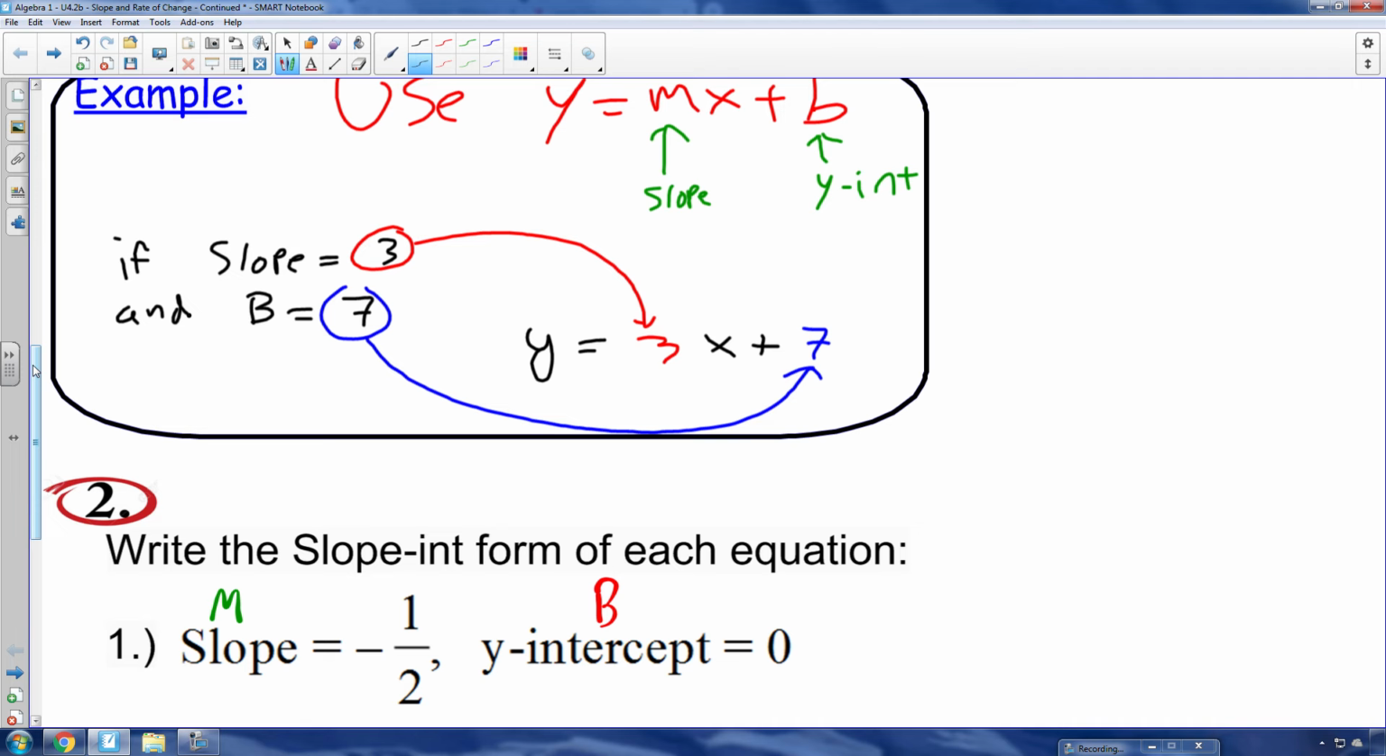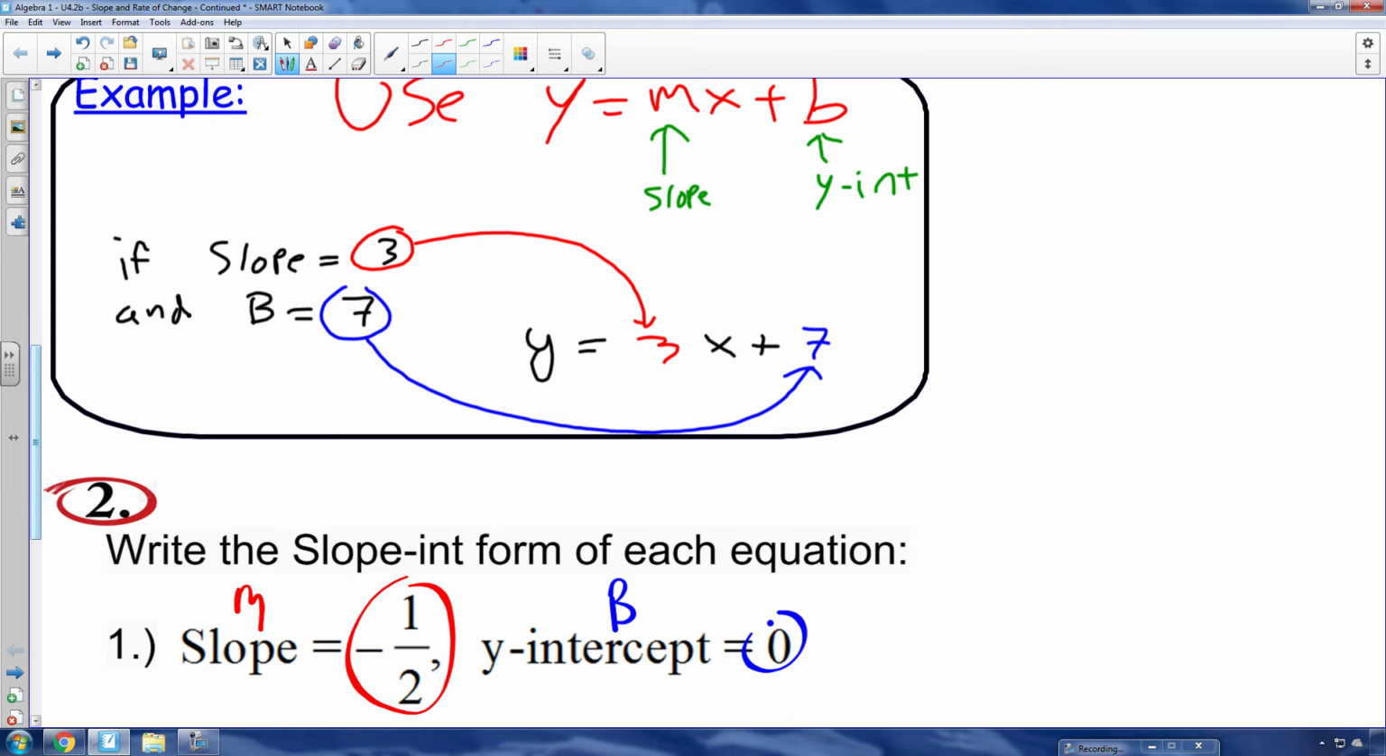Maybe I should color code how they did. They use red for the slope, m, and blue for the b, which makes sense. So this is going to be in blue, and this is going to be in red, the -1/2.